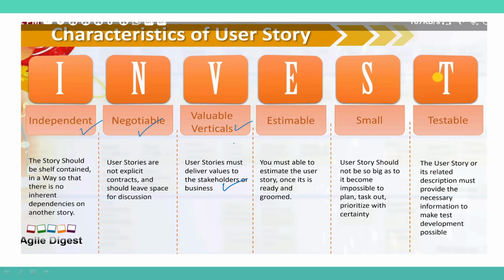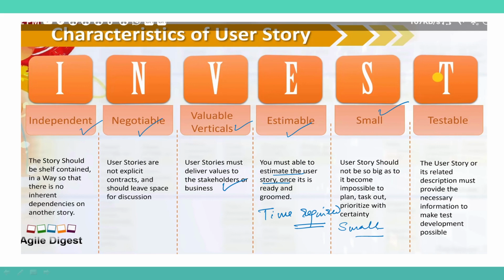It can contain the values. Then estimable. That means you should be able to estimate the user story. What should we estimate? Time required for development. The time required for development should be possible to estimate, and it should be small. We said earlier that any user story should be small in size. If it is complex, you have to divide it into small parts, make it simple and then write.